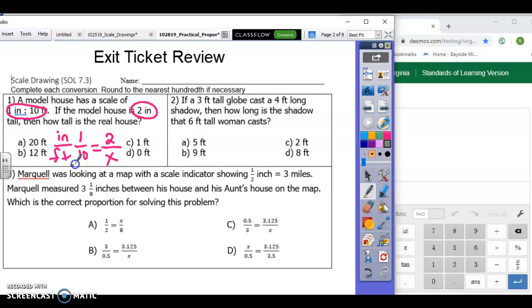So we're going to multiply the numbers that are across from each other. 2 times 10 is 20. And I divide by the other number. So 20 divided by 1 is just 20. So the answer should have been A.